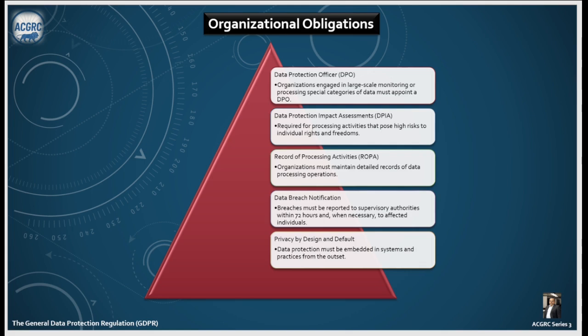The next is data breach notification. Well, breaches must be reported to supervisory authorities within 72 hours and, when necessary, to affected individuals. In simple language, a data breach happens when personal data is lost, stolen, leaked or accessed by someone who shouldn't see it.